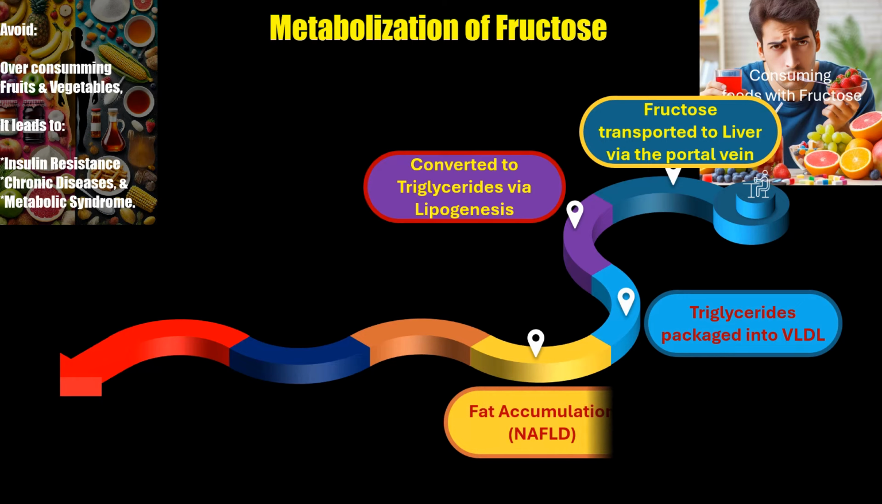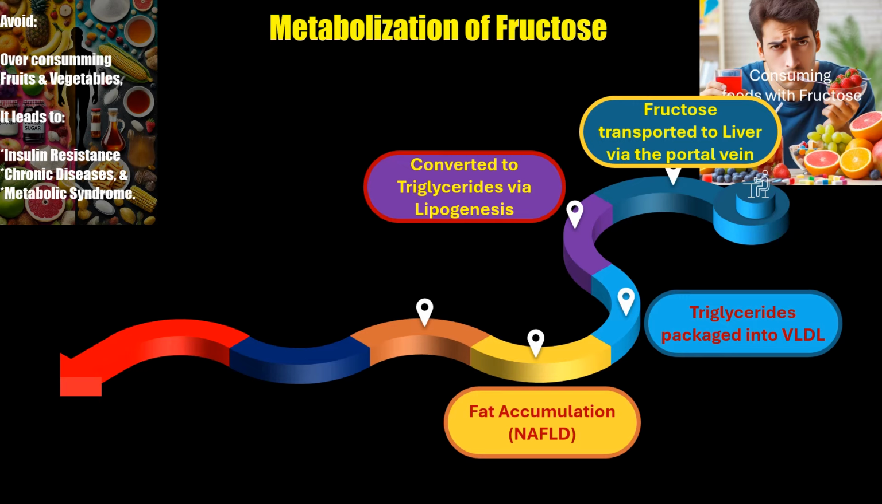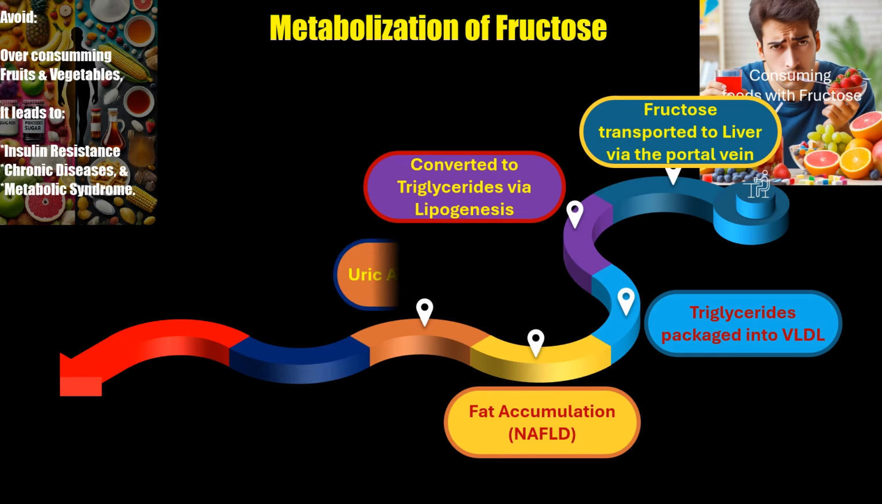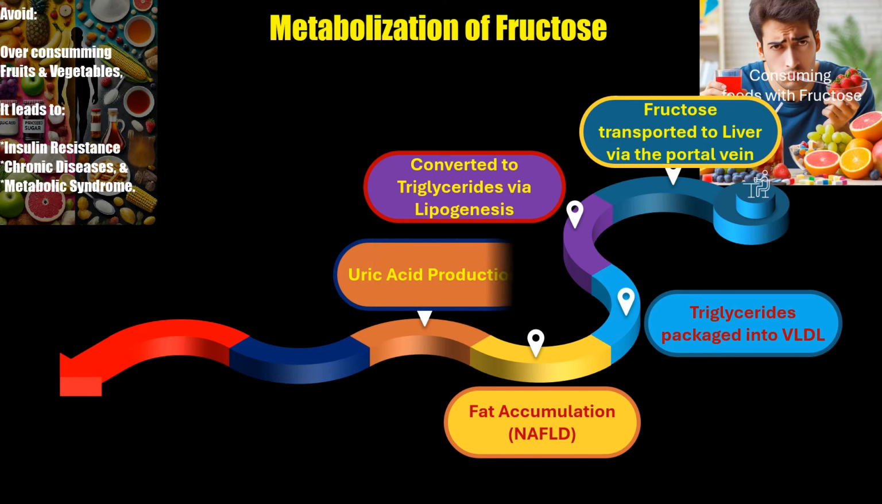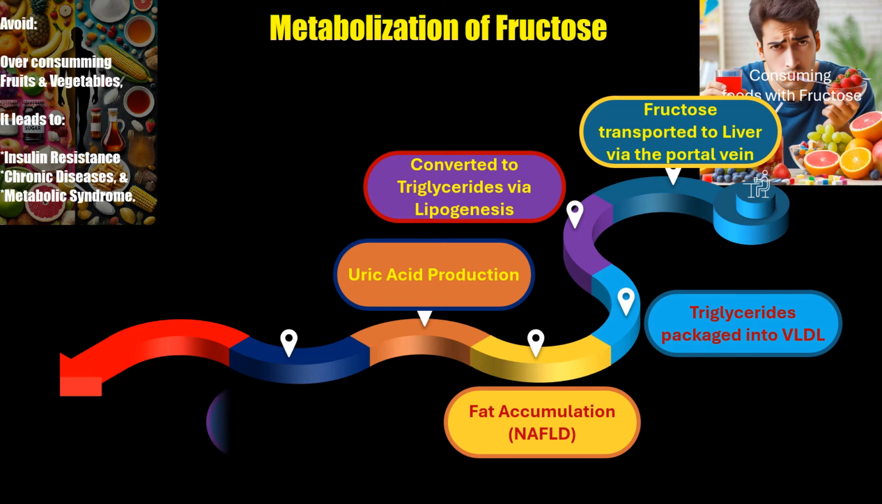Excessive intake of fructose can lead to the accumulation of fat in the liver, a condition known as non-alcoholic fatty liver disease, NAFLD. Fructose metabolization increases the production of uric acid, a byproduct of purine metabolism. Elevated uric acid levels can lead to the development of gout.